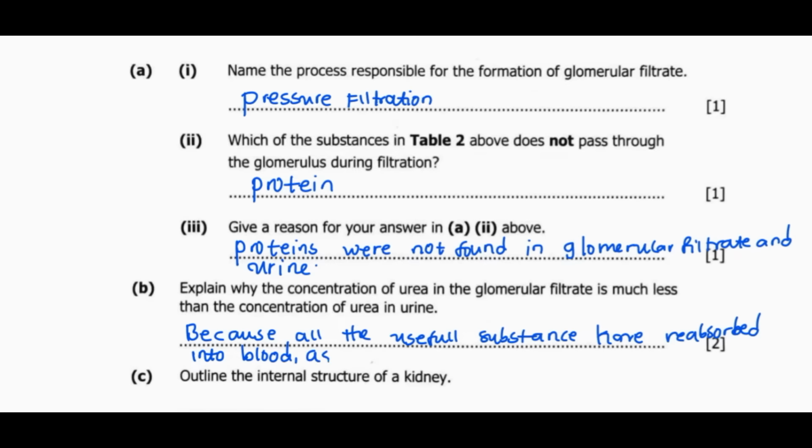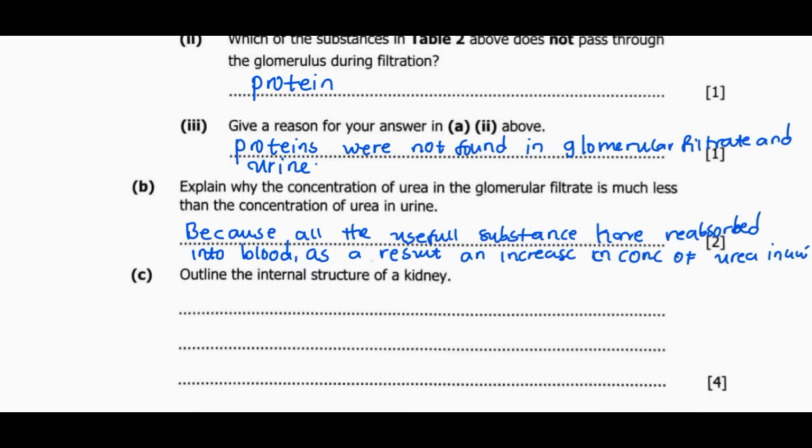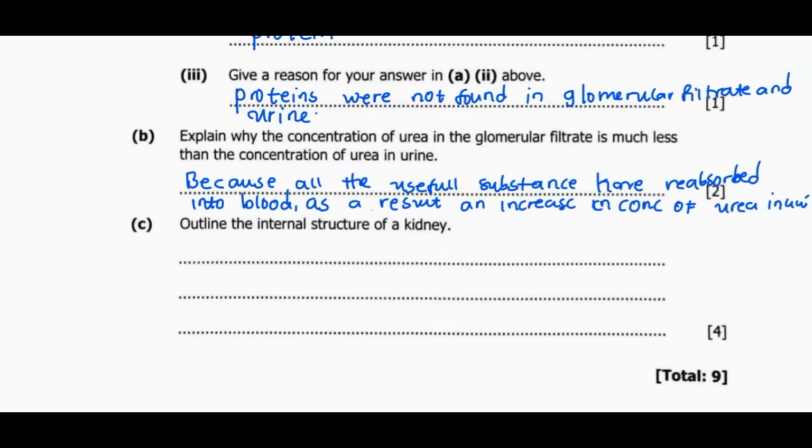So as a result, an increase in concentration of urea in urine. Then for question number C, outline the internal structure of a kidney.